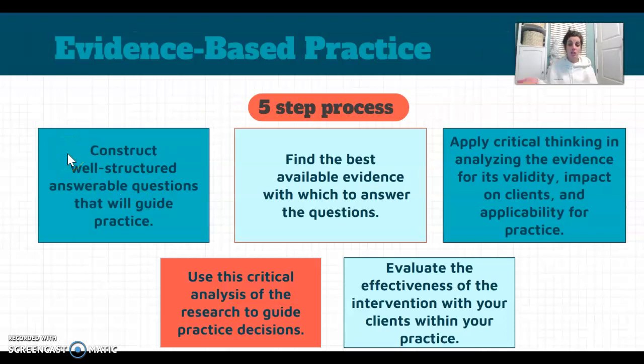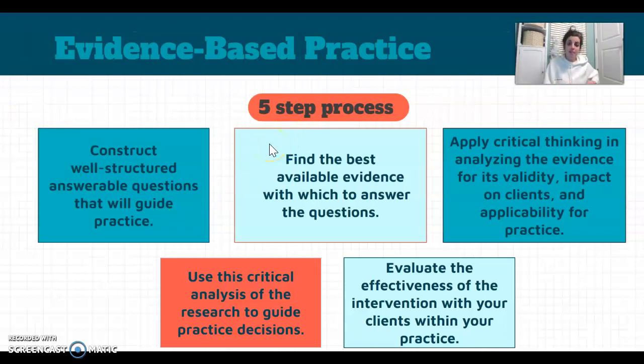So first, you'll construct a well-structured, answerable question that will guide practice. This is all about what Chapter 2 is going to cover. So you should have read it by now, because the Chapter 2 review will be due on Thursday. You'll have the information beforehand, but we'll start talking a little bit about questions in the next couple of slides. But number 1, you're going to make a well-structured, answerable question that will guide your practice.